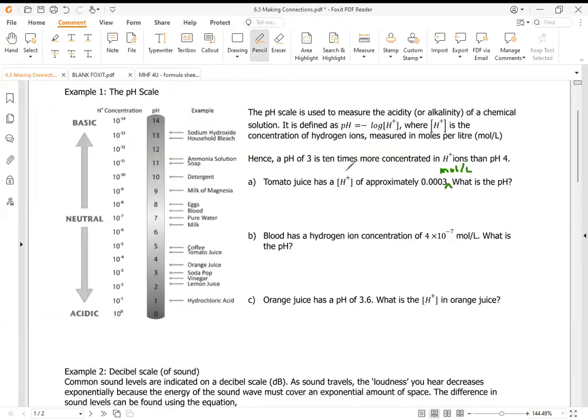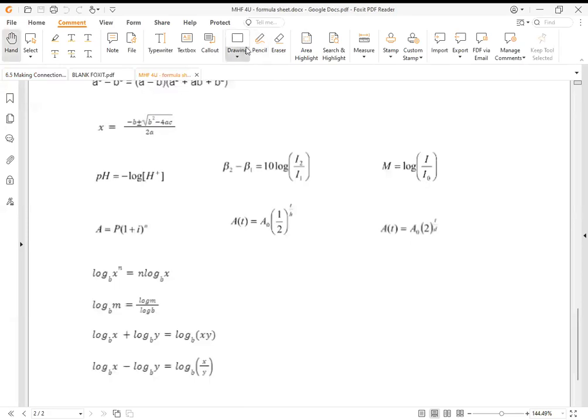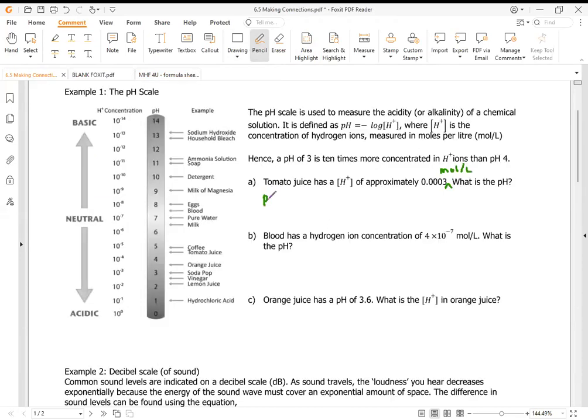Here we go. So yeah, what is the pH? Following this formula right here, we just plug it in. We have pH is equal to negative log of whatever concentration that is. And so we have pH is equal to negative log of 0.0003 moles per liter. That's it. Simple, right?